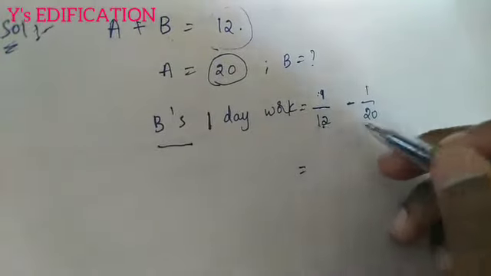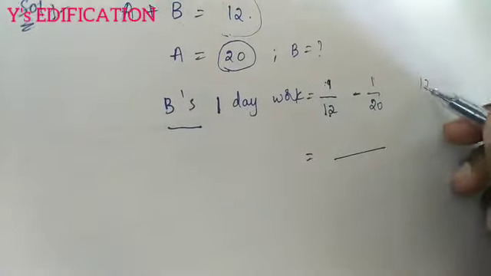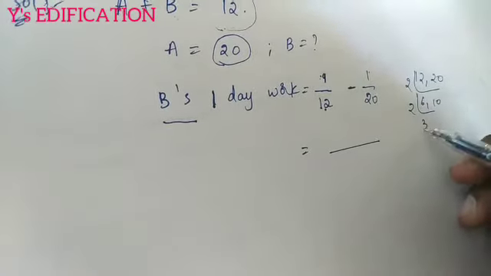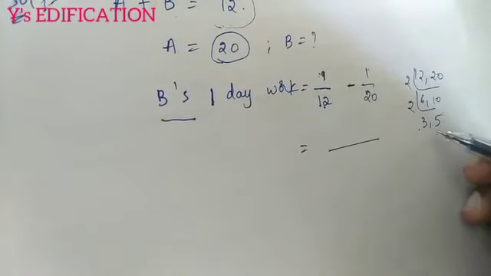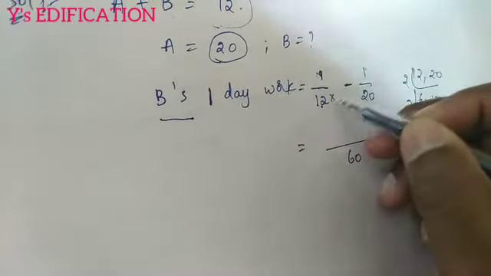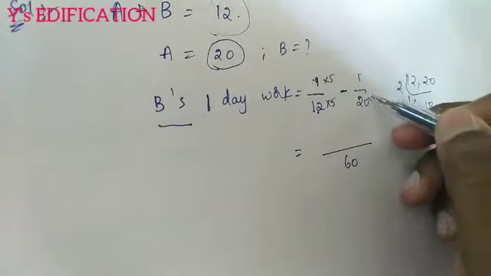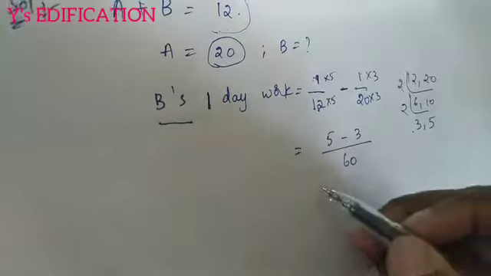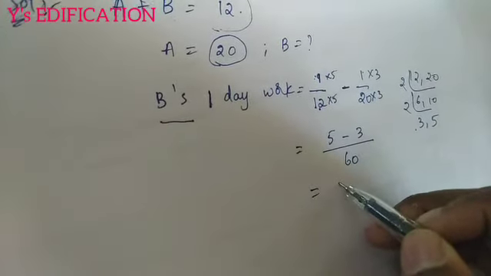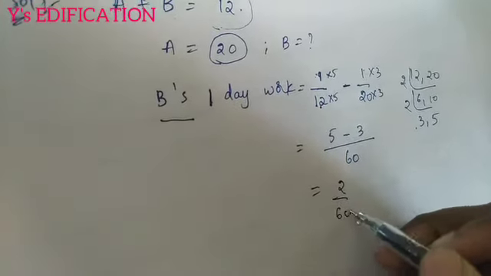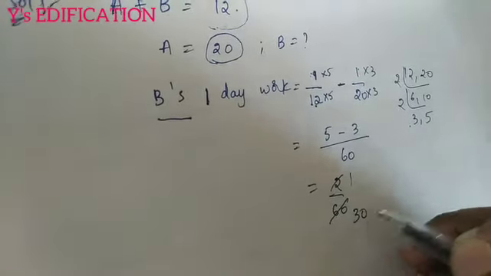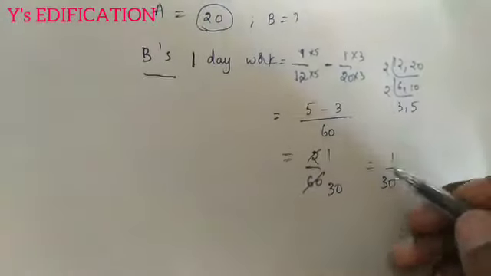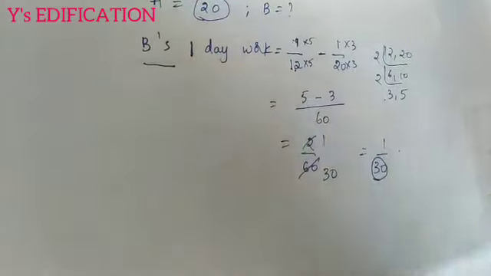So what is the LCM here for 12 and 20? 12 and 20 LCM: 2 into 6, 2 into 10, 2 into 3, 2 into 5. 2 2s are 4, 4 3s are 12, 12 5s are 60 is the LCM. So 12 into 5, 12 into 5, 20 into 3, 1 into 3. So 1 into 5 is 5 minus 1 into 3 is 3. 5 minus 3 is 2 by 60. 2 into 1, 2 into 30 is equal to 1 by 30. So B alone will take 30 days to complete the work.